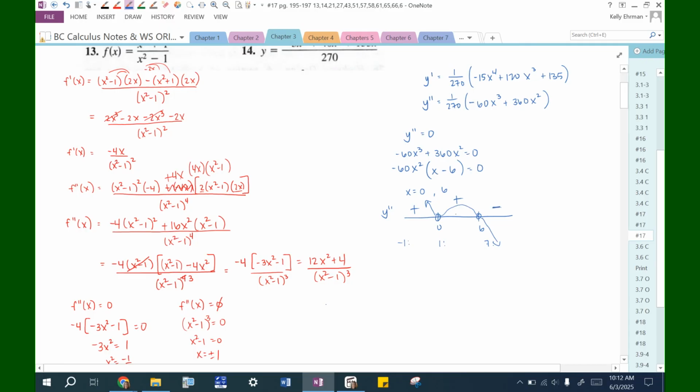Now remember, where y double prime is equal to 0, it's not positive or negative. So we are going to split up the concave up section. So y is concave up on negative infinity to 0 and 0 to 6 because y double prime is greater than 0, and y is concave down on 6 to infinity because y double prime is less than 0.